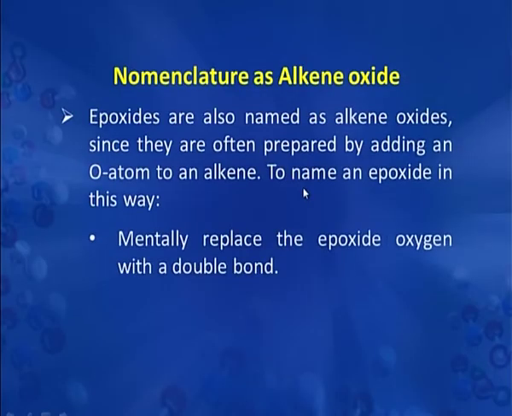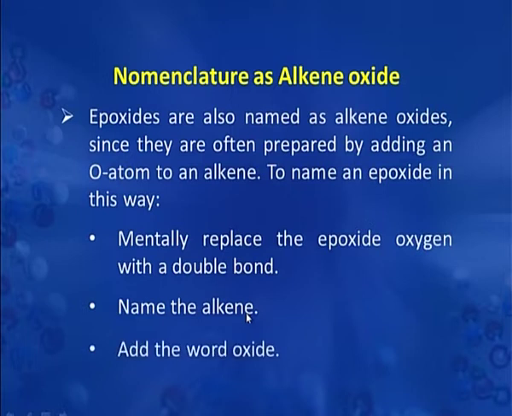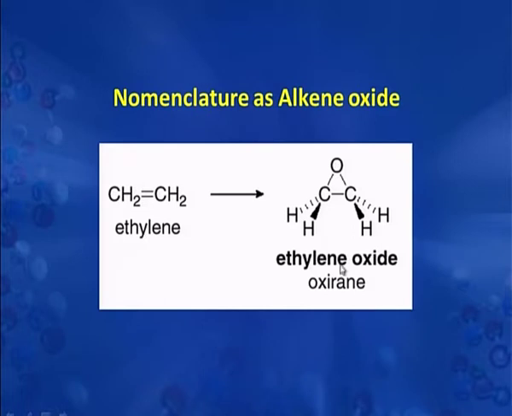Now, the third method to name the molecule, these cyclic ethers, as alkene oxide. In this particular method, there are three steps. First is to mentally replace the epoxide oxygen with a double bond. Then in the second step, we name the alkene, and in the third step, the word oxide is added to that name. We will discuss it with the help of this example.